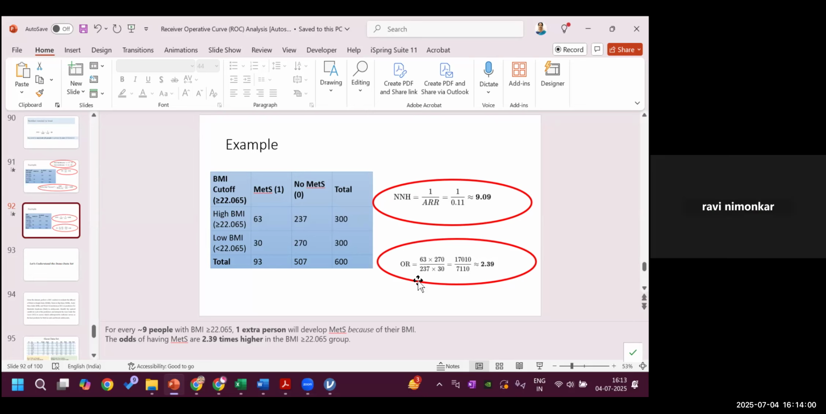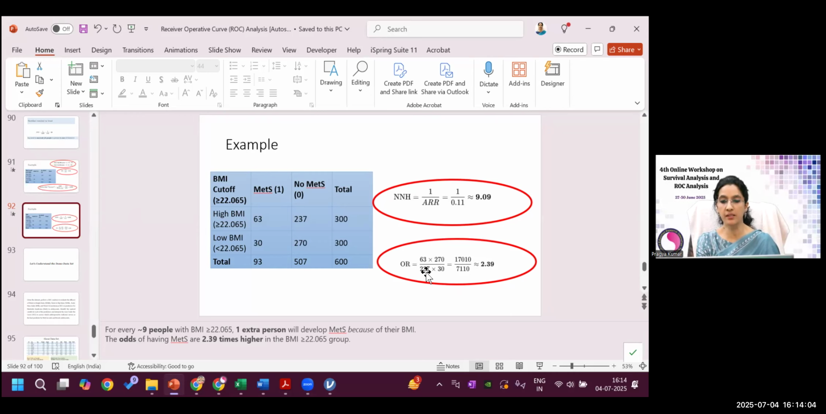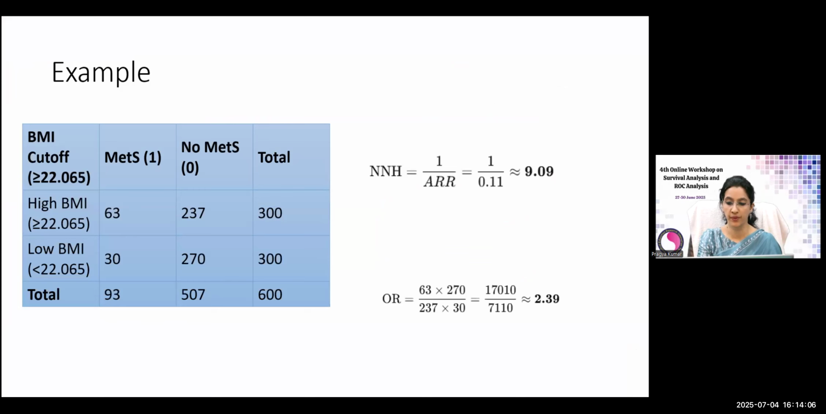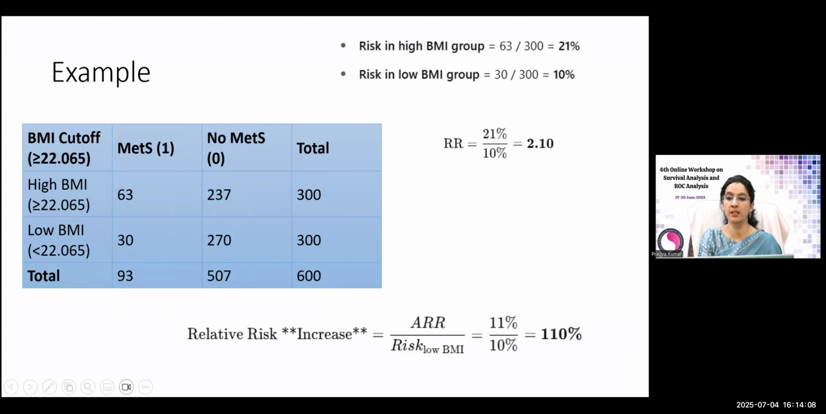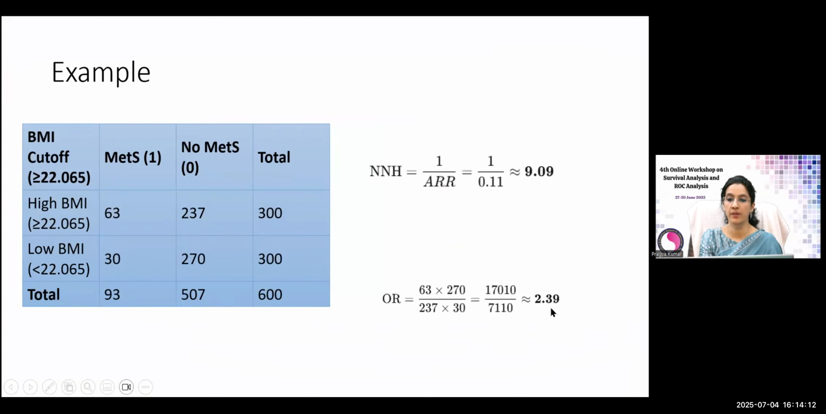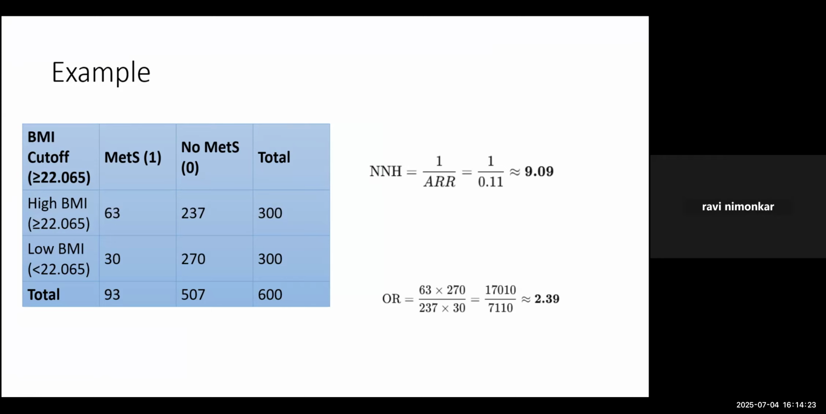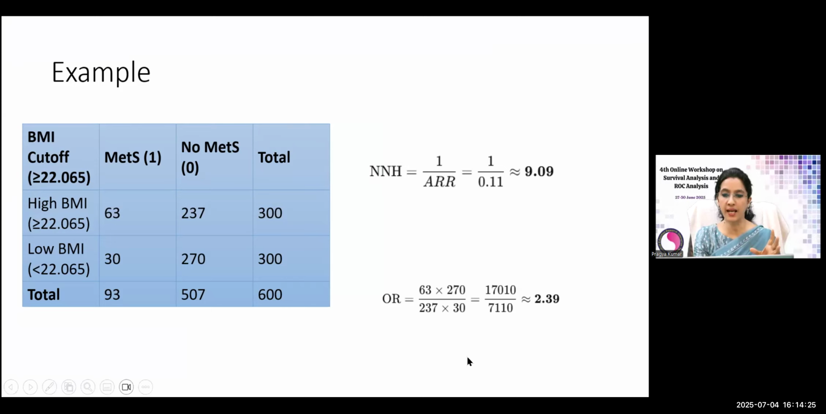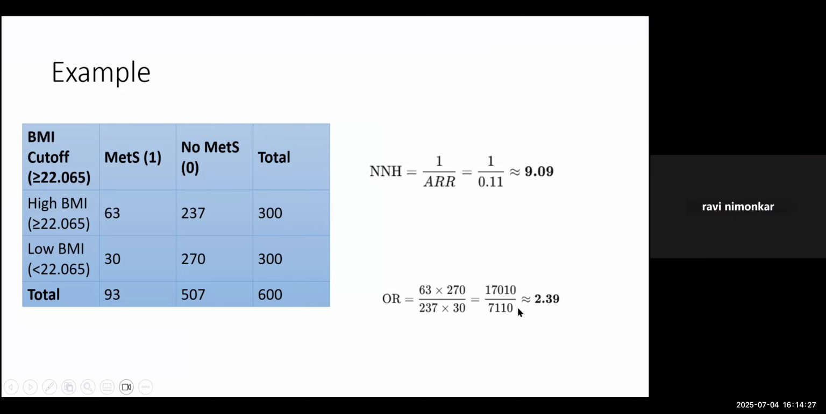Okay. So you want to say, you can compare the relative risk and odds ratio. Relative risk is 2.1 here and odds ratio is 2.39. So this is a little similar. Why? Because if the prevalence is low, then the values of both relative risk and odds ratio are very near to each other. Correct. But you cannot compare NNH and OR. Are you getting?